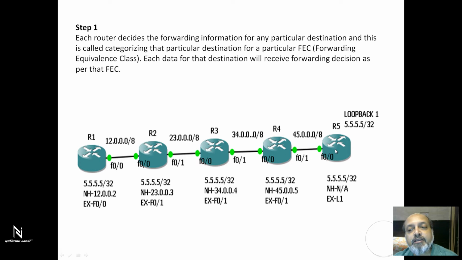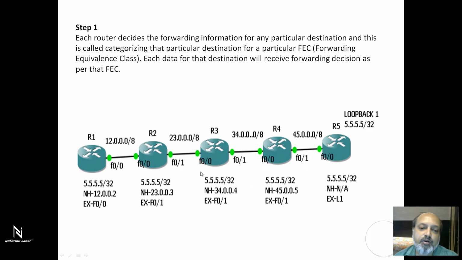Right. Now, one thing you have to keep in mind: these two terms, egress and ingress, are relative terms. Why relative? Because ingress or egress depends on the direction of data. If your data is flowing from R1 to R5, then definitely this is ingress and this is egress. Whereas if the data is flowing from R5 to R1, this is egress and this is ingress. So whether you call it ingress or egress depends on the direction of data, right?